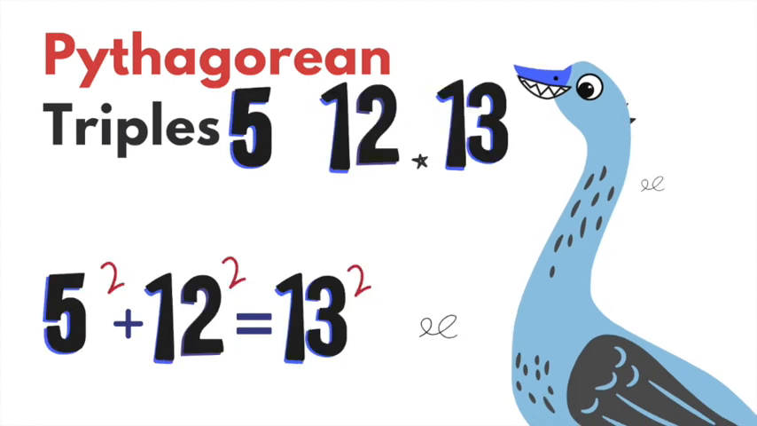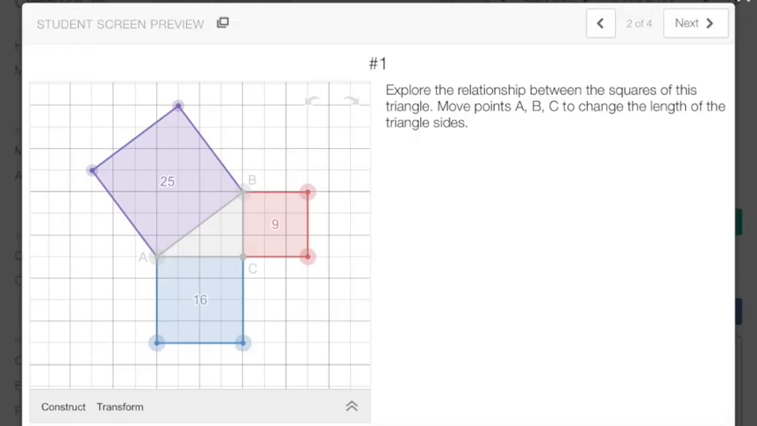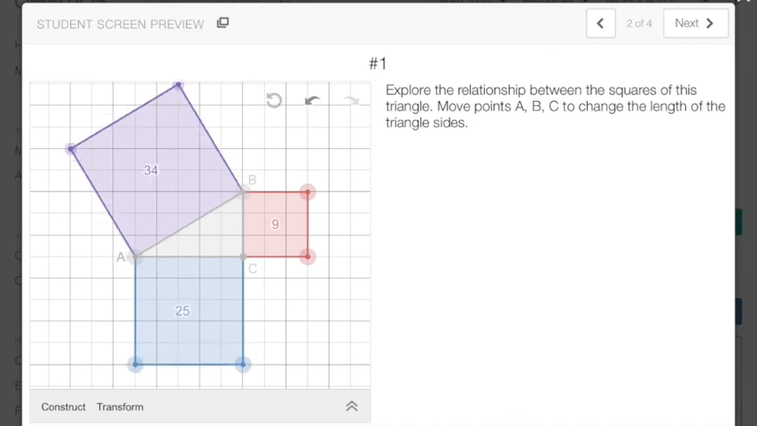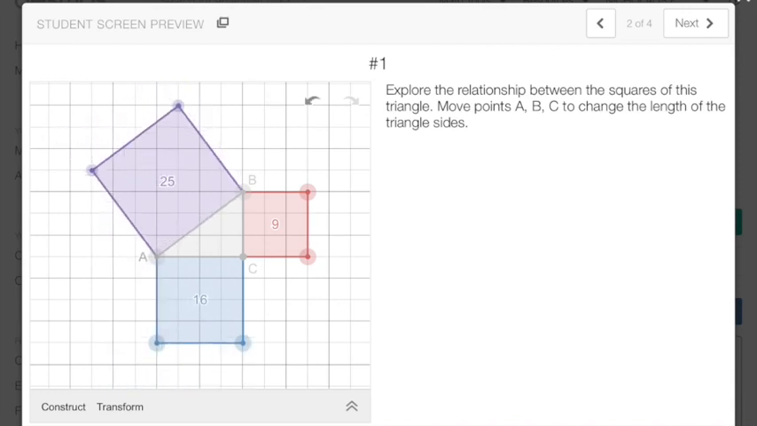The next smallest triple is 5, 12, 13, so 5 squared plus 12 squared is going to equal 13 squared. 5 squared is 25, 12 squared is 144, and then 13 squared is 169, and that relationship also holds. But it doesn't have to be whole numbers. This relationship between the square of the leg and the square of the other leg and the square of the hypotenuse holds even if we had crazy decimals, even with irrational decimals. And that's pretty wonderful when you think about it.